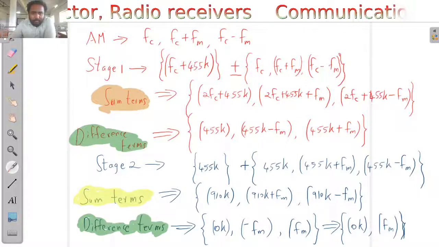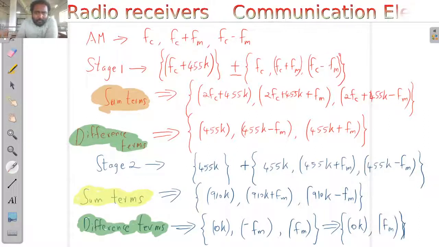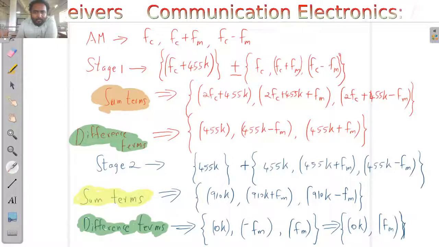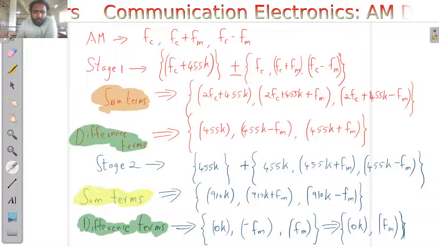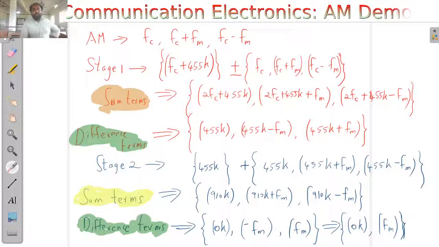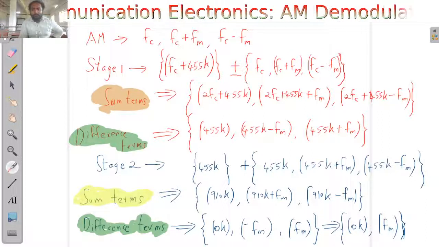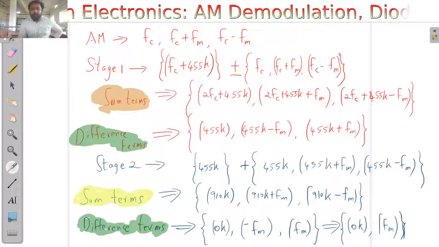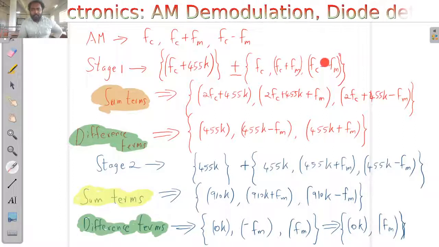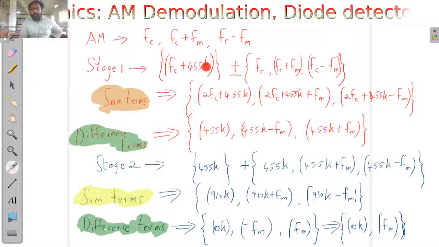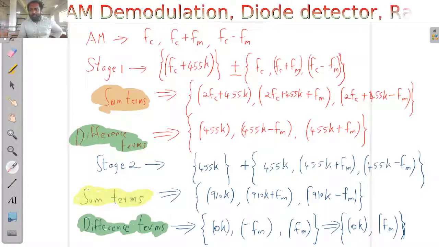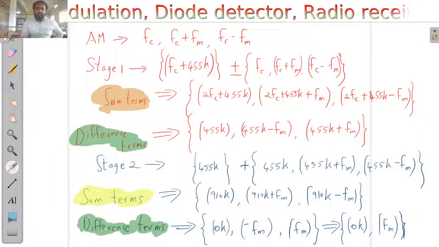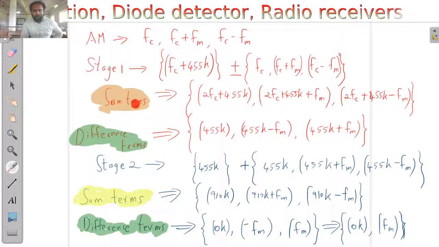Let me generate the sum terms. Sum terms are generated with this factor added with Fc. So it is 2Fc plus 455. That will be our one output. And the second sum term will be Fc plus 455 plus Fc plus Fm. That means 2Fc plus 455 kilohertz plus Fm. And the next one will be Fc plus 455 kilohertz plus Fc minus Fm. That will be 2Fc plus 455K minus Fm. So these three are the sum terms, and we don't require the sum terms here.